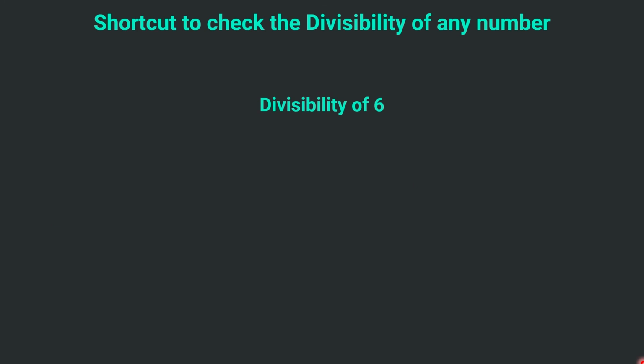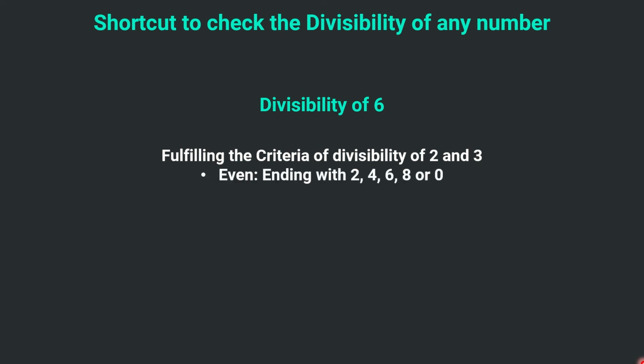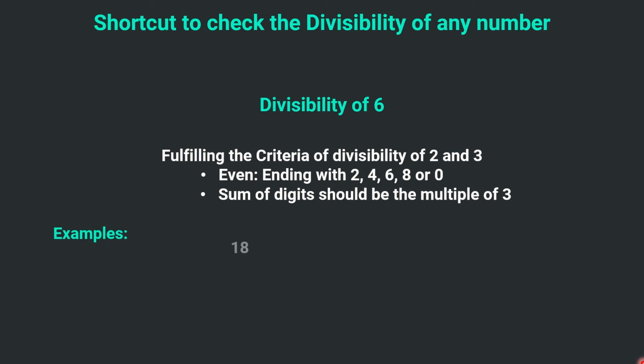Now, for the divisibility of 6, the numbers should fulfill the criteria of divisibility of 2 and 3, which we have already seen in the last couple of slides. That means the number should be ending with 2, 4, 6, 8 or 0, and the sum of all digits should be a multiple of 3. So for example, for 18, the last digit is 8, so it is an even number, and the sum of digits is 9. So 9 is divisible by 3.